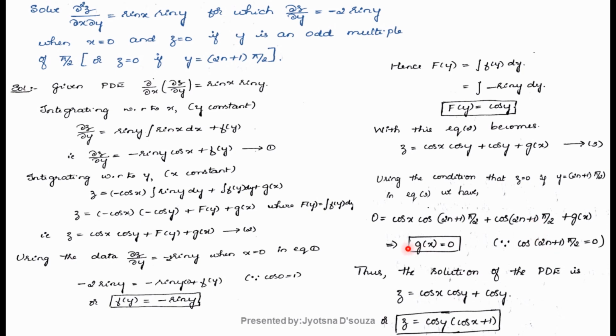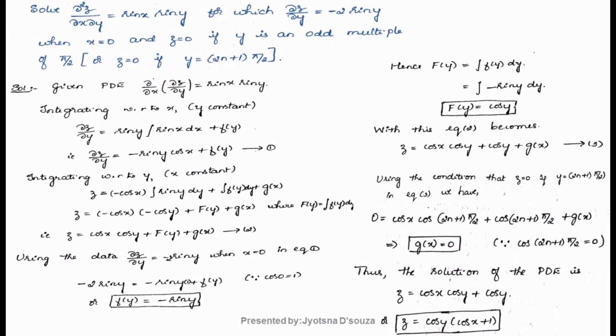So equation 3 now becomes z = cos x cos y + cos y, or z = cos y (cos x + 1), which is the solution of the given non-homogeneous PDE. So here the solution is independent of arbitrary functions. That is because we used the given conditions.